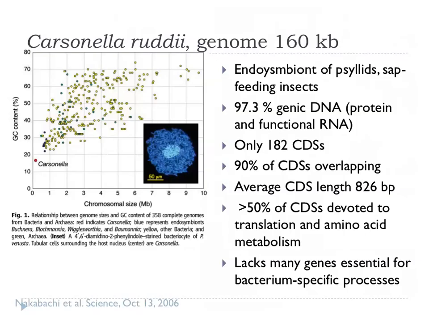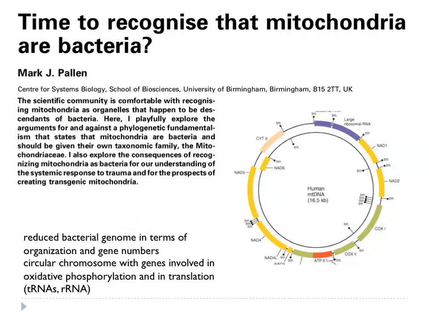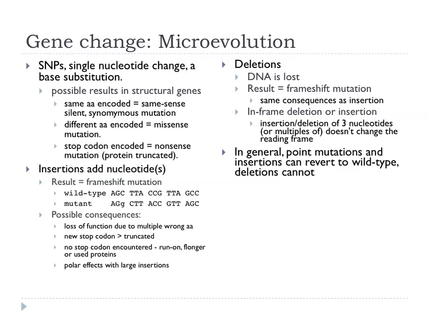And the reductio ad absurdum, well, we get down to a genome of 160 kb, this organism Carsonella ruddii. It's an endosymbiont of psyllids, so we end up with endosymbionts rather than pathogens. And then if we go further still, we end up with mitochondria, which are actually bacteria that have thrown away the vast majority of their genome. Much of it has been exported to the nuclear genome, but they end up with these very, very small genomes.